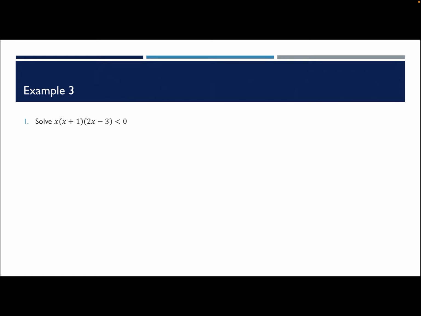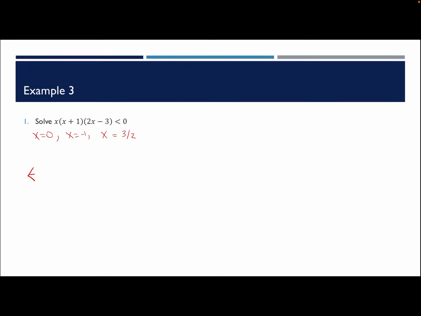So now we want to solve this example where we have x times x plus 1 times 2x minus 3 is less than 0. So the first thing is we have to make sure 0 is on one side. Done. 2, we need to factor. Also done. 3, well, part of 2 is we need to find our boundary values. So we get x equals 0, x equals -1, and x equals +3/2. So those are our boundary points.